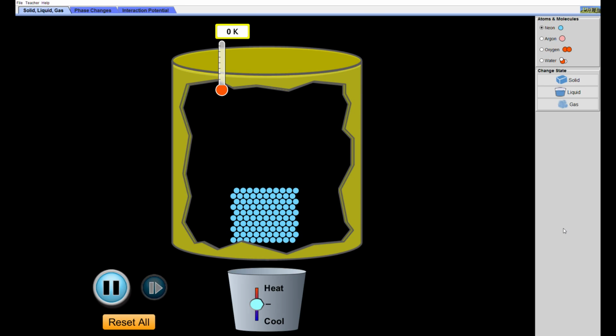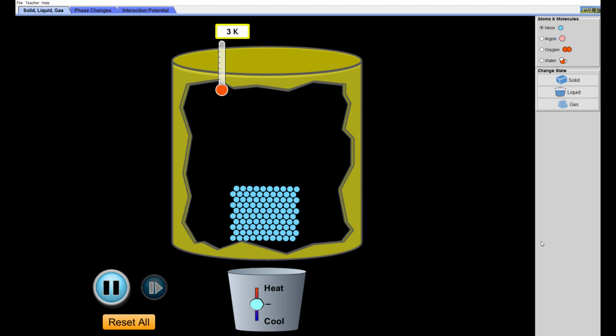So what we have on screen is a solid material made of atoms contained inside a cylinder. We know it's a solid because the atoms are in fixed positions. Now currently it is at a temperature known as absolute zero. This is the theoretical minimum temperature of the universe. Now let's look at what happens when we heat this object.